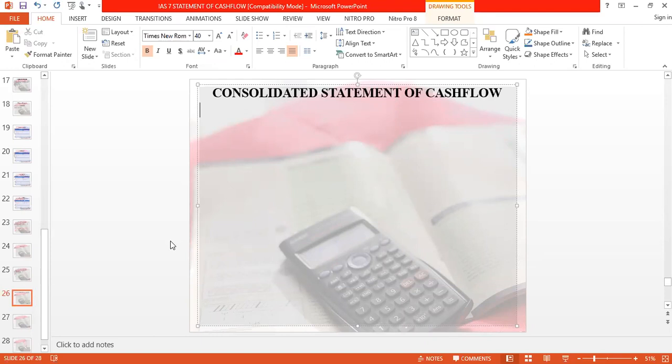Now you add net cash from operating activities plus net cash from investing activities, or minus net cash used in investing activities, plus net cash from financing activities, or minus net cash used in financing activities. The answer you get is either an increase or a decrease in cash and cash equivalents. You add cash and cash equivalents at the beginning of the year. The answer you get is cash and cash equivalents at the end of the year.